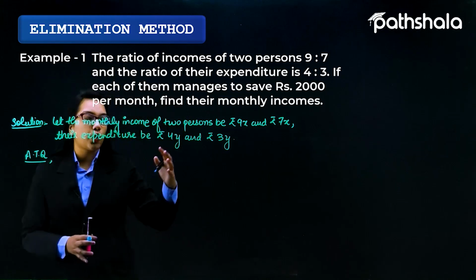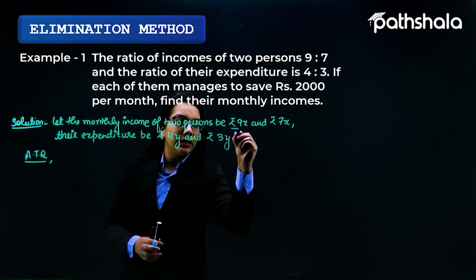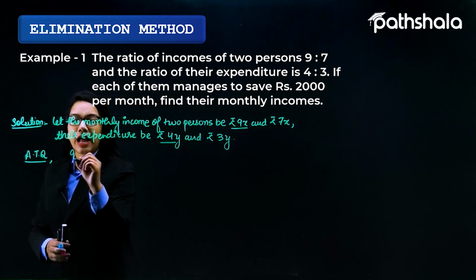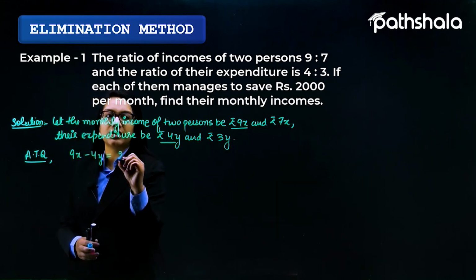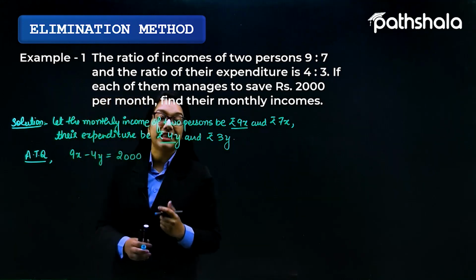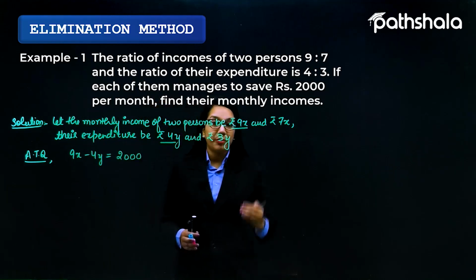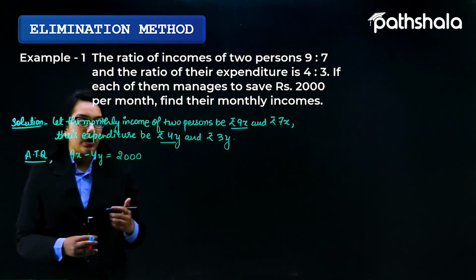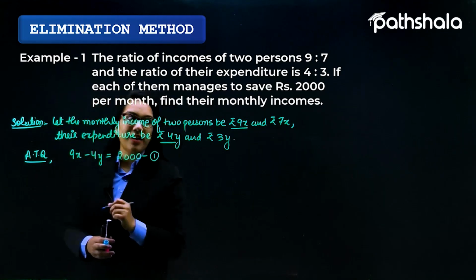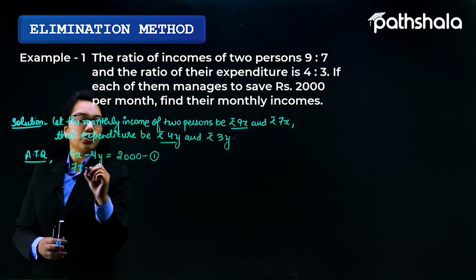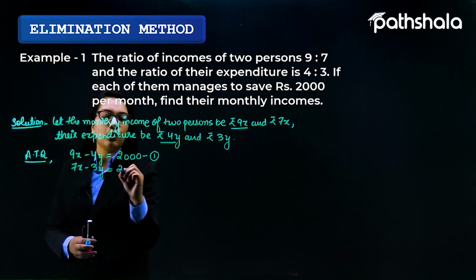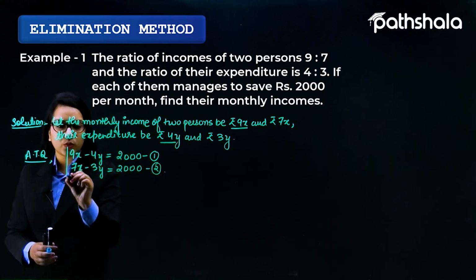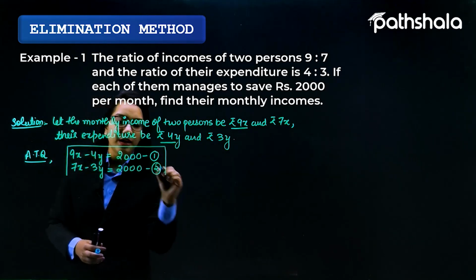If we talk about the very first person, whose monthly income is 9x and whose expenditure is 4y, then 9x minus 4y is equal to rupees 2000, because they are managing to save rupees 2000 per month. So for the first person, 9x minus 4y is equal to 2000. Let's take it as equation number 1. Further, we have 7x minus 3y equal to 2000 for the second person. These are the two equations which we have to solve using the elimination method.